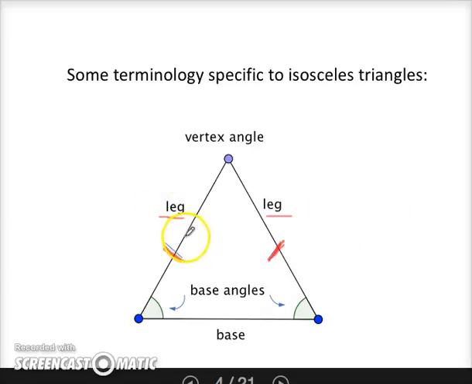Now, opposite each leg of the triangle is an angle. Opposite this leg is this angle. So the two angles that are opposite the two legs are called the base angles. The side that's included between the base angles is the base of the triangle. So now we have names for all of the sides and two of the angles of an isosceles triangle. Now the remaining angle, which is not necessarily congruent to any of the other angles, is the vertex angle. And in this triangle, it's this angle right here.